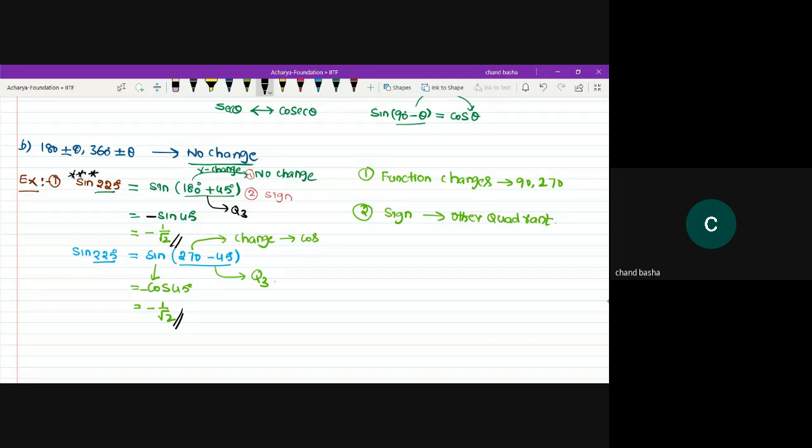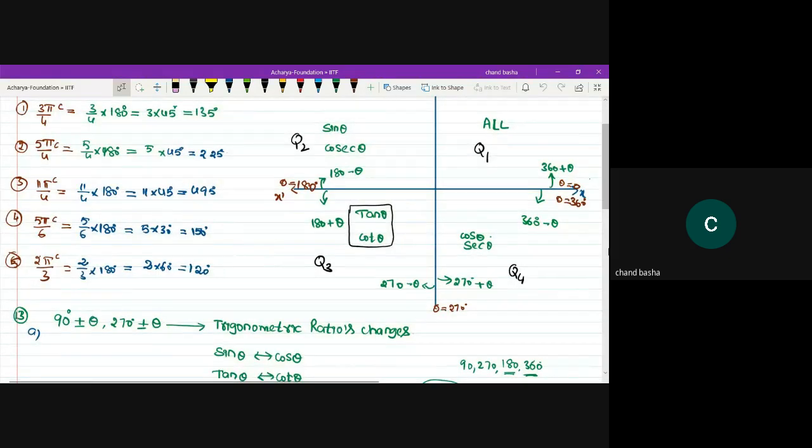I can make use of 180 multiples. Why? Because when we are using 180, as 225 is near to 180, there is no change in the trigonometric ratio. So this is the first point to be noted here. Whenever your angle is more than 90, you can make use of 180 multiples. Maximum I can make use of 180 multiples, guys: 180 plus or minus theta, 360 plus or minus theta. I cannot use the angles on the vertical, that is 90 and 270. Maximum I'm going to avoid those.